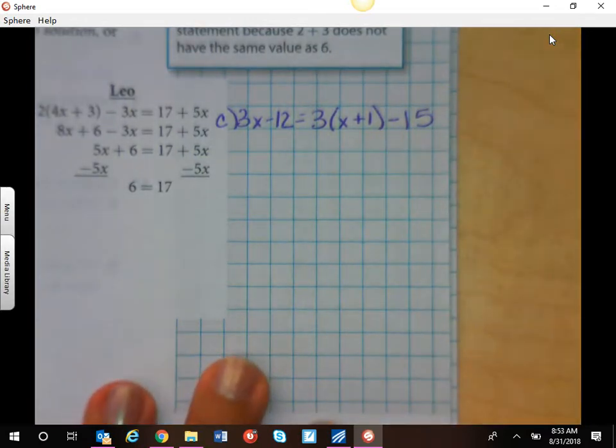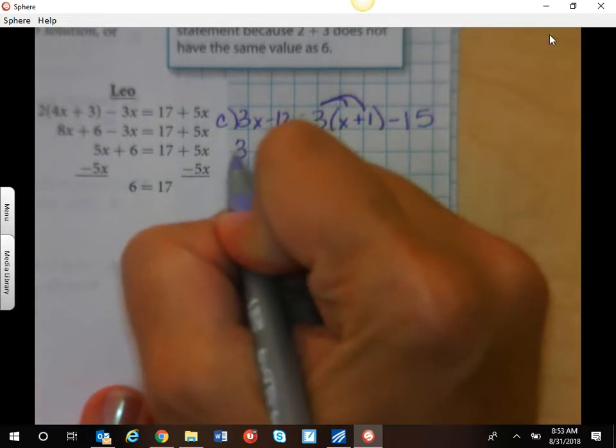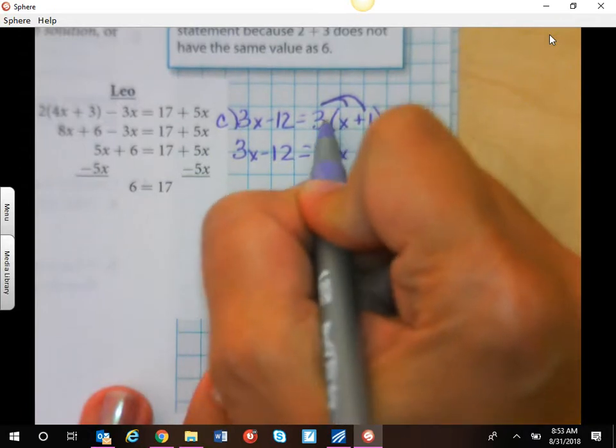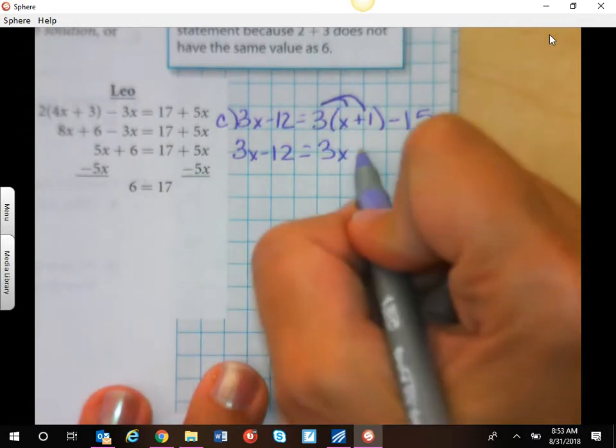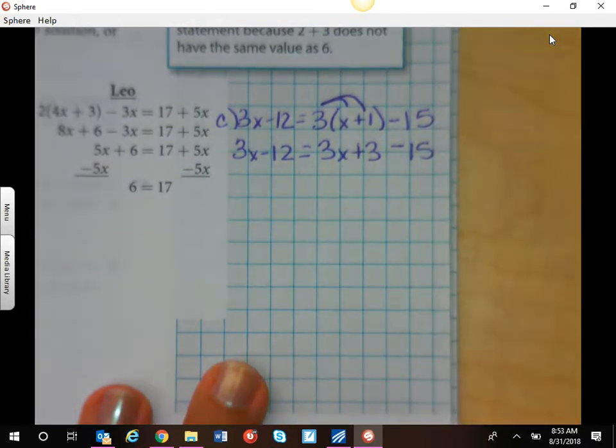Okay. Step 1. Distribute. I do have a distributive property. I'm going to go ahead and rewrite the left-hand side. I haven't done anything with that yet. 3 times x is 3x. 3 times 1 is positive 3. Again, bring down that minus for the minus 15.